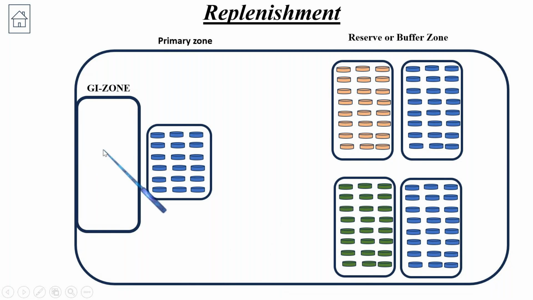From here we can issue to the customer. If it is a regularly selling product, then it is a better idea not to place all the products in one place. Some of the products we can place very near to the goods issue zone, so that we can easily pick these products and give them to the customer. This kind of practice is called replenishment.